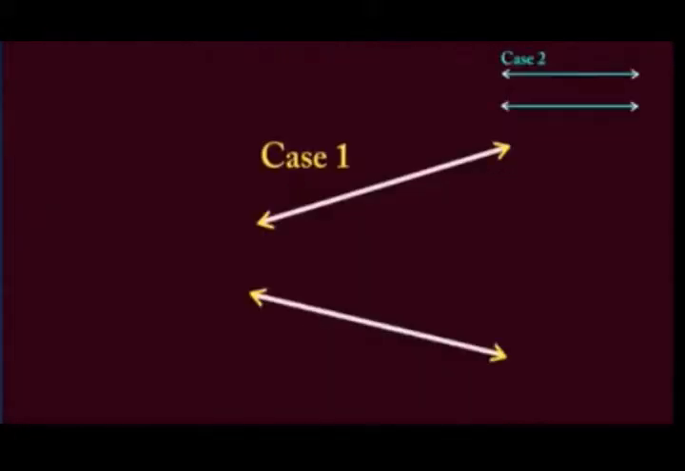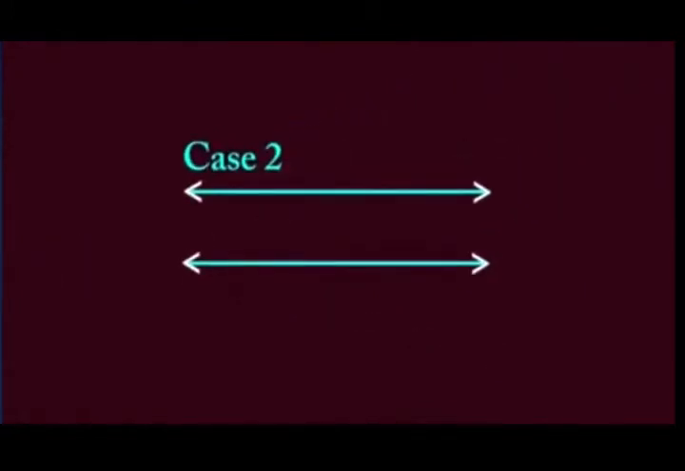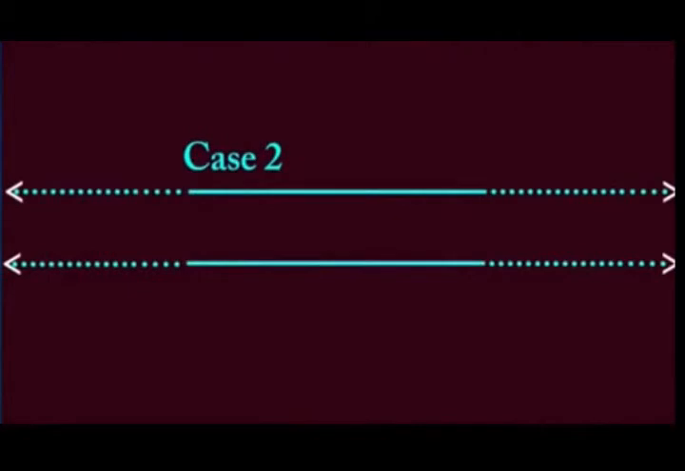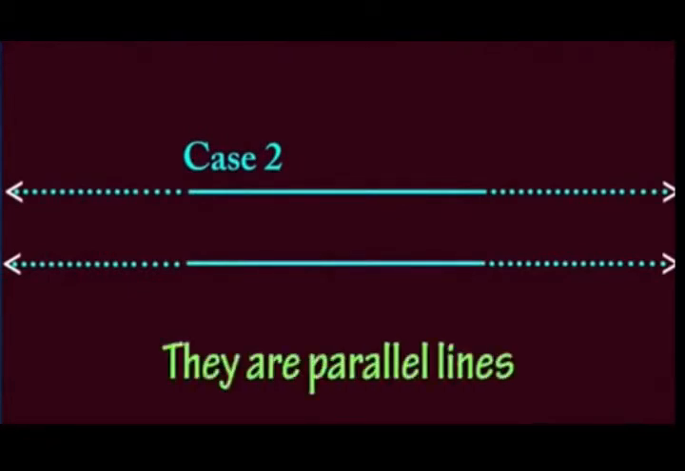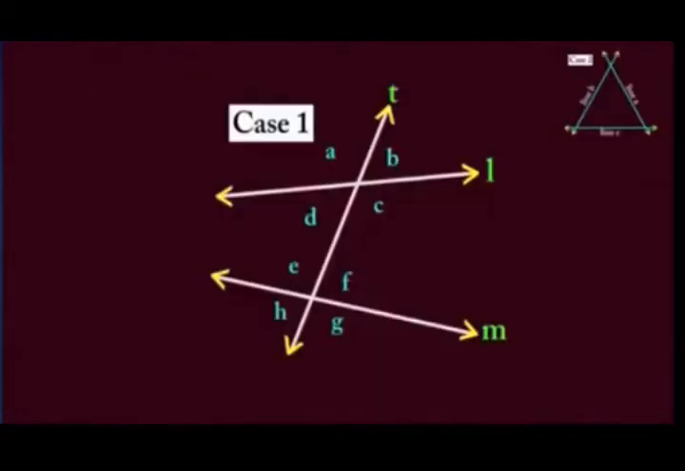Now let us take a case of two lines. In case 1, these two lines are intersecting lines which intersect or meet at a point. And in case 2, what happens when these lines don't intersect or touch each other even when extended? These are known as parallel lines. Let us take an example of a railway track. Now what happens when two lines are intersected by a third one, which is known as a transversal?